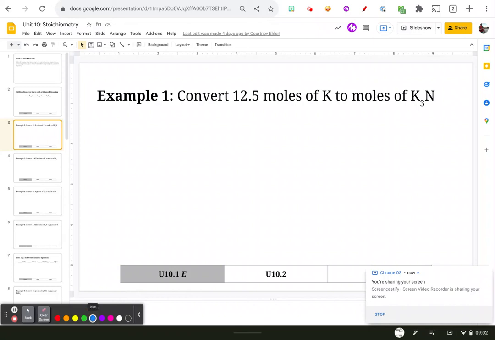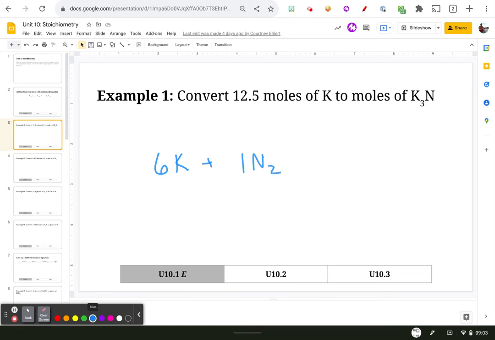All right, so when you need to do stoichiometry problems, you always need to start with the balanced chemical equation. So for this one, I've got 6K plus 1N2, and that is going to produce 2K3N. So you want to take the information, start with what we give you in the problem. We're telling you that you need to convert the 12.5 moles of K.